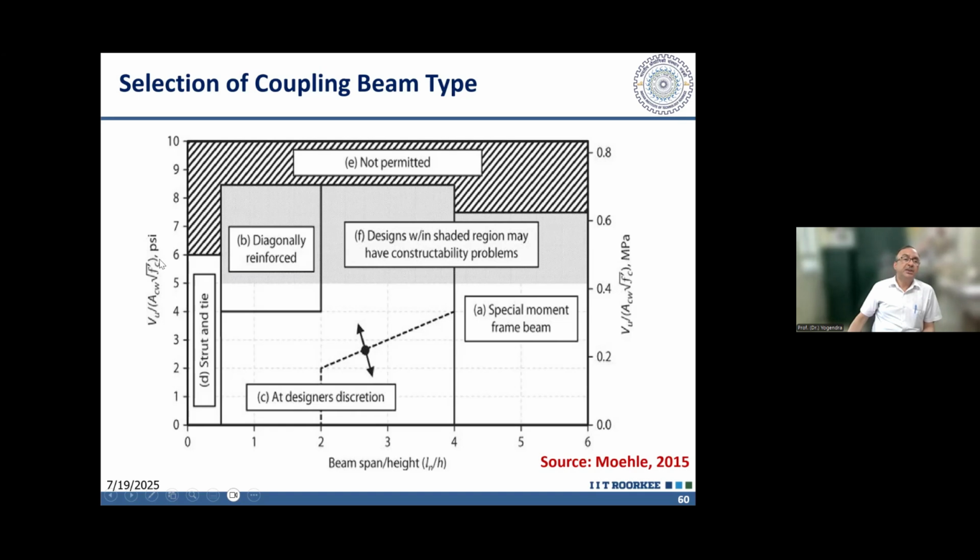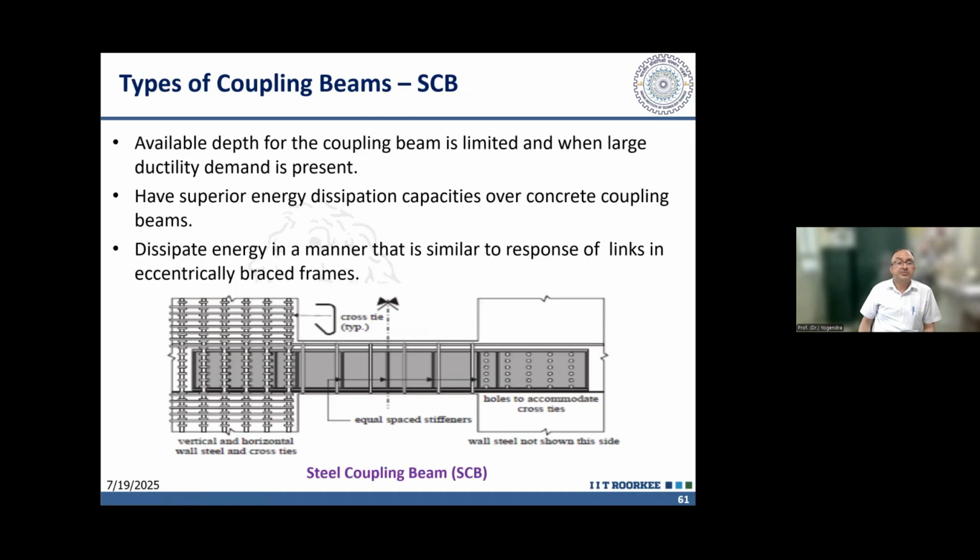So the ratio of shear force divided by the shear capacity, ACW square root FC dash. ACW is the area of the web, and the shear strength is proportional to square root FC dash. If this ratio is more than 4, then diagonal reinforcement is required. In between, it is the choice of the designer whether to provide diagonal reinforcement or to detail it as a special frame beam.